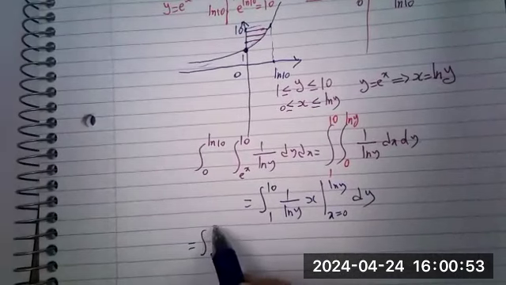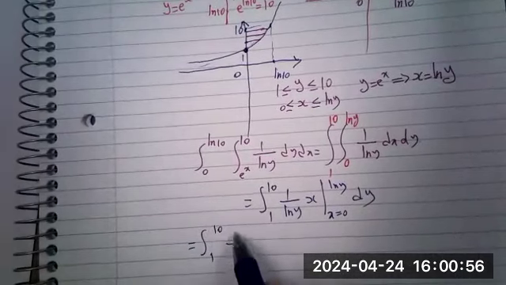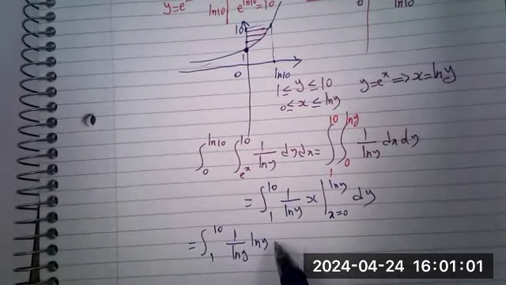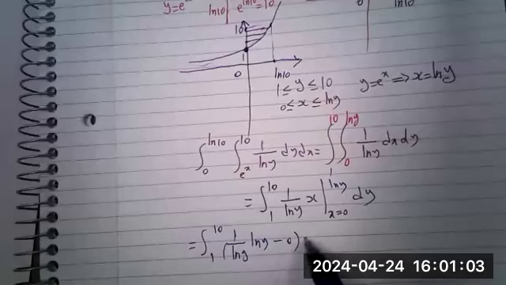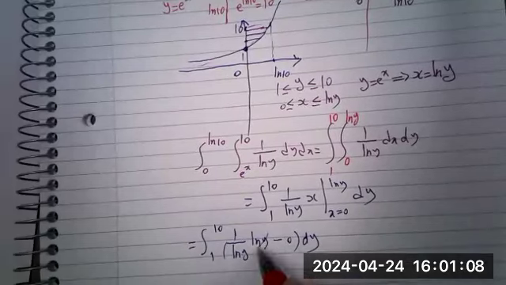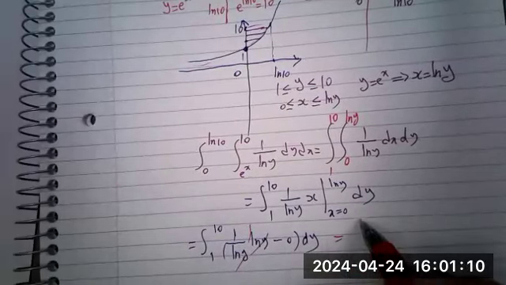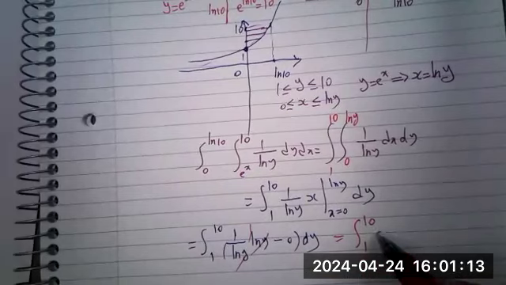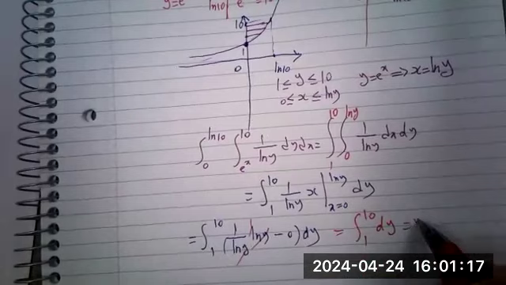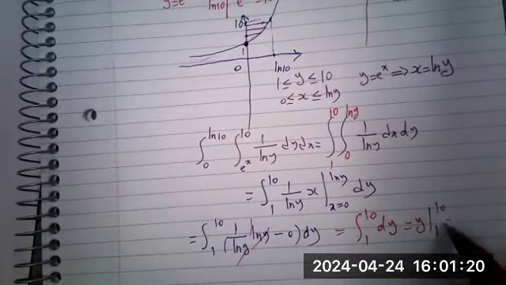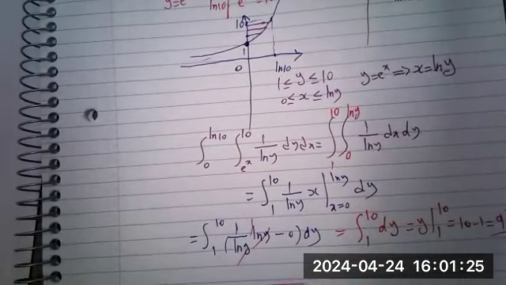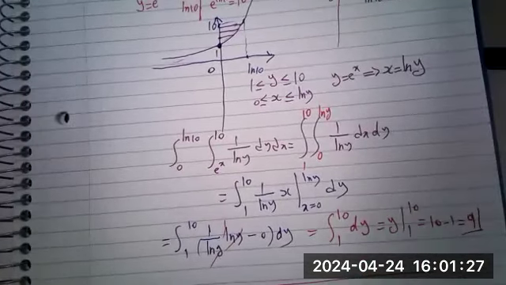So it's going to be the integral from 1 to 10 of 1 over ln of y, times ln of y again, minus 0, dy. These two cancel out, so we get only 1. So it's the integral from 1 to 10 of dy, and the integral of dy is just y, from 1 to 10. So that gives you 10 minus 1, which is 9. So the final answer would be 9.